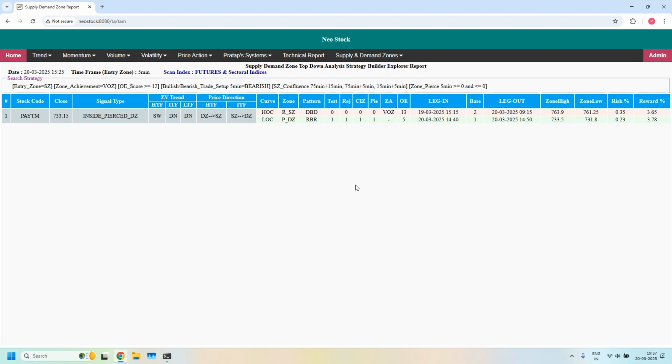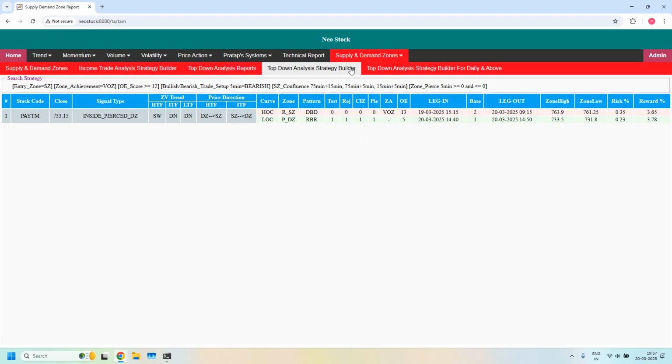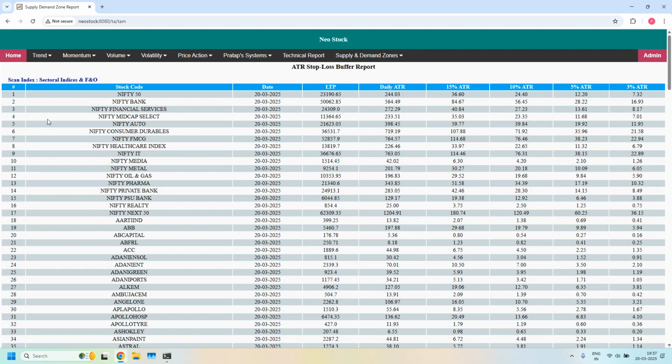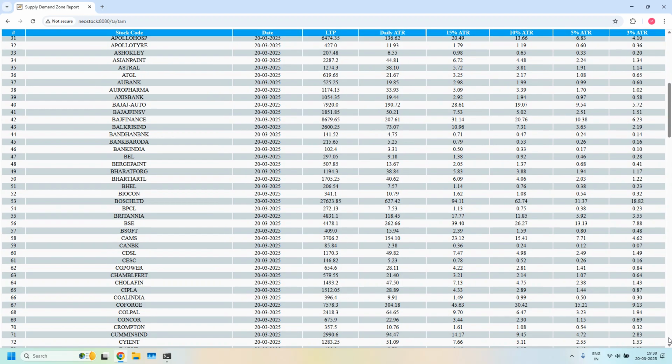Okay. So this is bearish trade setup for hourly income trade. With this, we have completed all the income trades generation. Finally, we will generate stop buffers based on daily ATR. First 17 in this list are indices. Remaining all are equity stocks. I'm scrolling the list down. Whichever stock you want to refer, there pause the video.